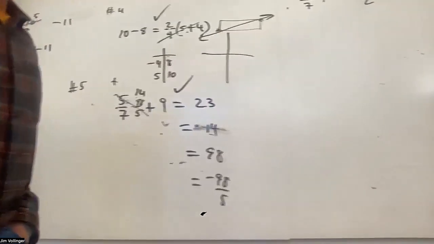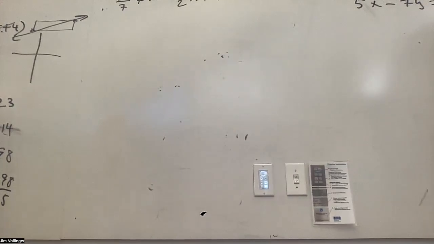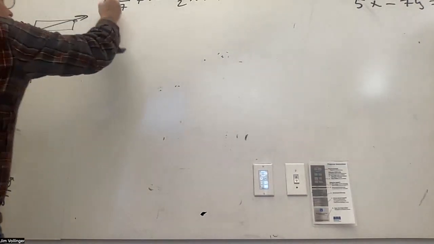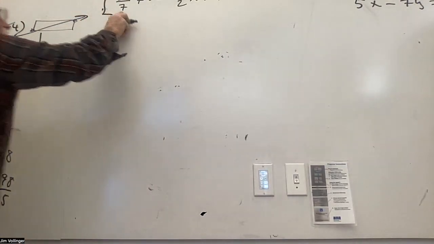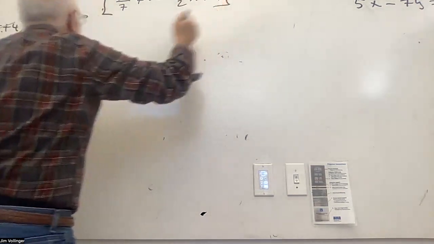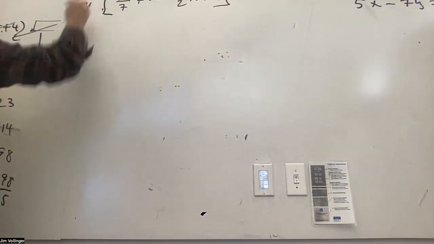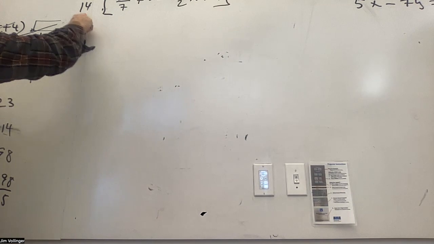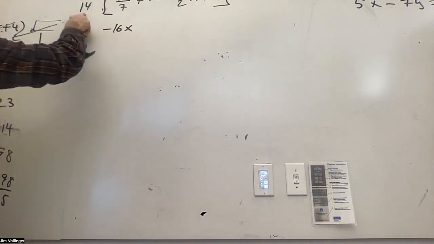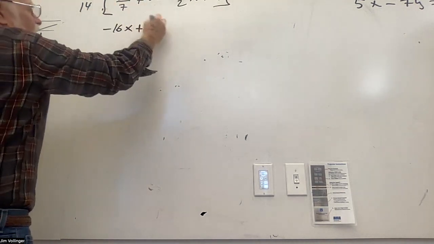Yippee. All right, so what gets rid of multiplication by 7 and 2? Well, I'm sorry, what gets rid of division by 7 and 2? Multiplication by 14. All right, well, 7 goes into 14 twice, so that's -16x. 14 times 3 is 42.